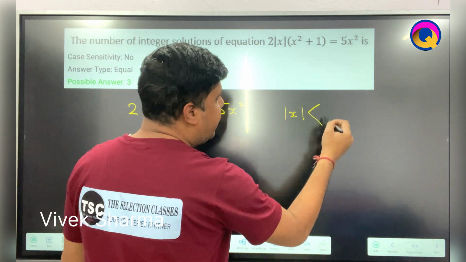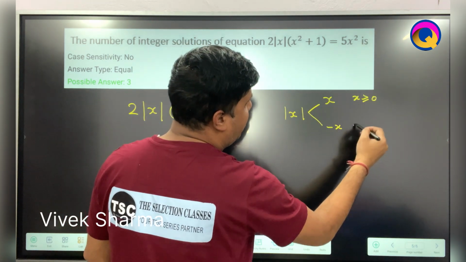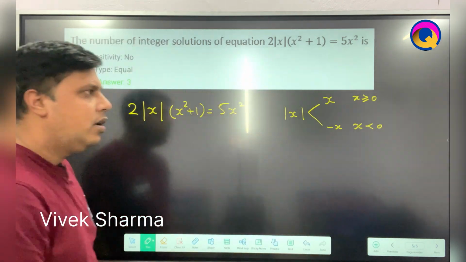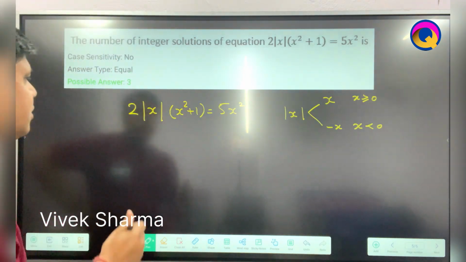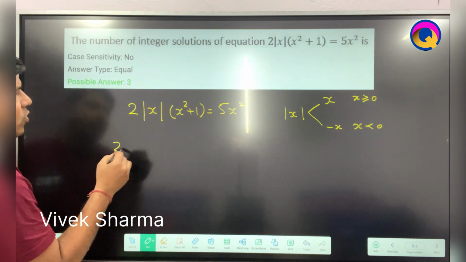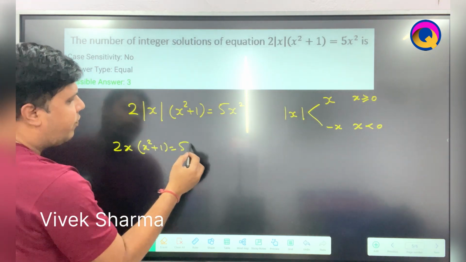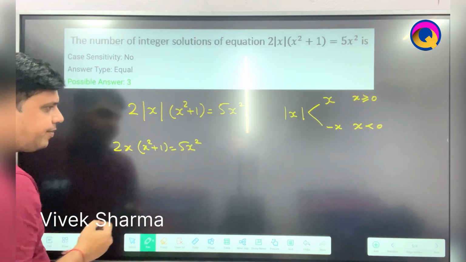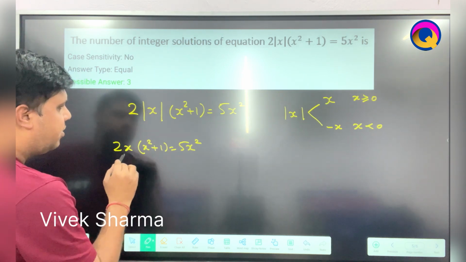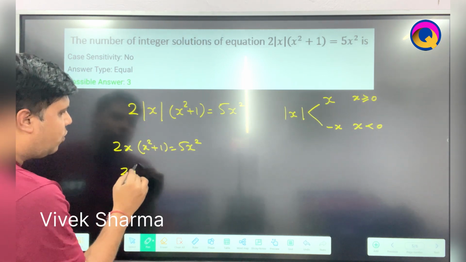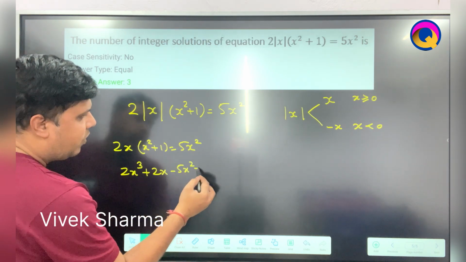Mod x can be written as x if x is greater than or equal to 0, and minus x if x is less than 0. These are the possible cases when we are expanding the mod. If I take the positive, this is going to be 2x into x square plus 1 equals 5x square. So 2x cube plus 2x minus 5x square equals 0.